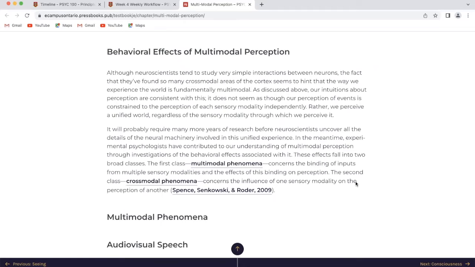It will probably require many more years of research before neuroscientists uncover all the details of the neural machinery involved in this unified experience. In the meantime, experimental psychologists have contributed to our understanding of multimodal perception through investigations of the behavioral effects associated with it. These effects fall into two broad classes. The first class, multimodal phenomena, concerns the binding of inputs from multiple sensory modalities and the effects of this binding on perception. The second class, crossmodal phenomena, concerns the influence of one sensory modality on the perception of another.